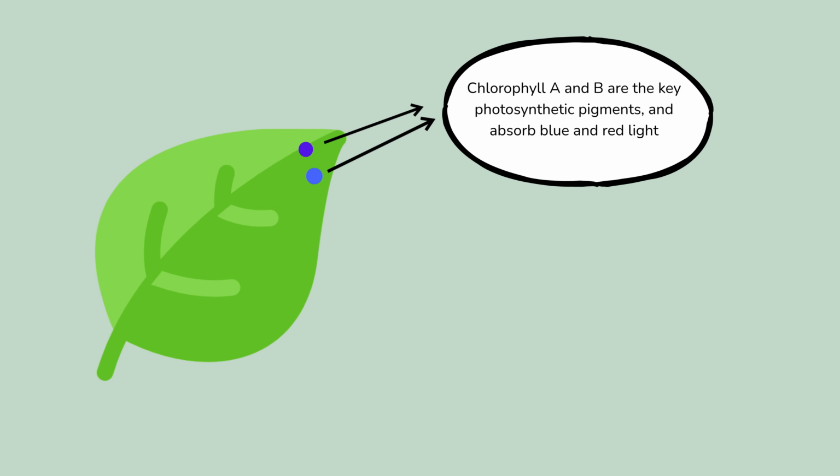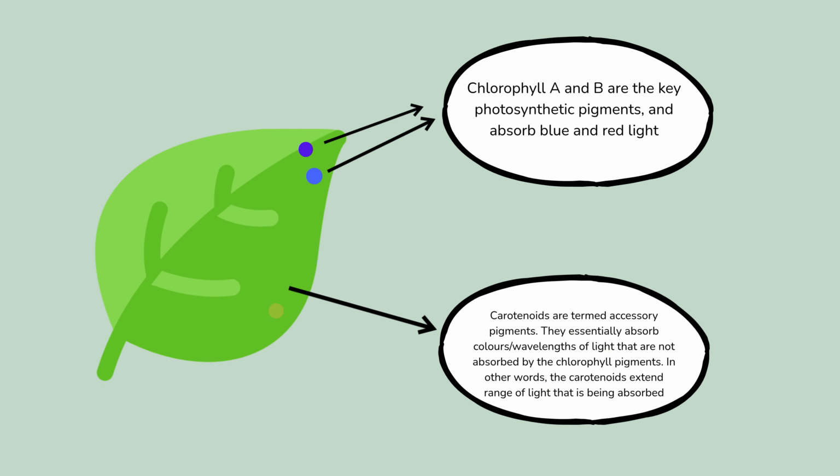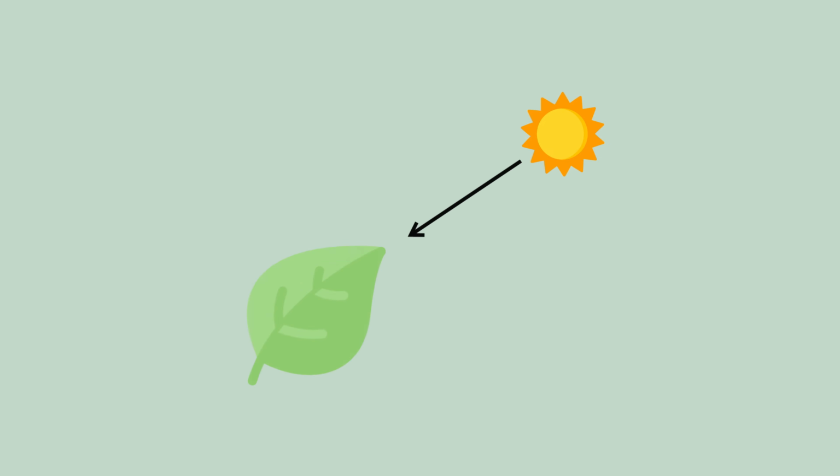photosynthesis. There are things called pigments in the plant, which allow light energy to be absorbed, and they are called photosynthetic pigments. The main photosynthetic pigments are chlorophyll A and B, and they absorb blue and red light. There are also carotenoids, which are termed accessory pigments. Essentially, they absorb light that is not absorbed by the chlorophyll pigments. In other words, the carotenoids extend the range of light being absorbed.